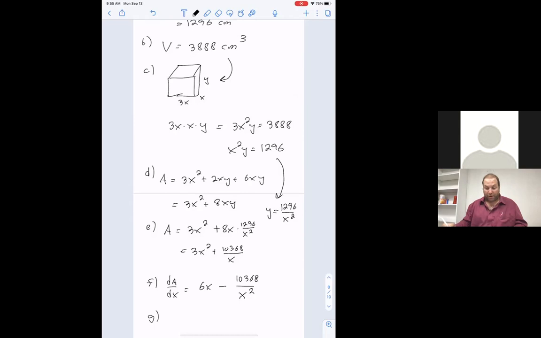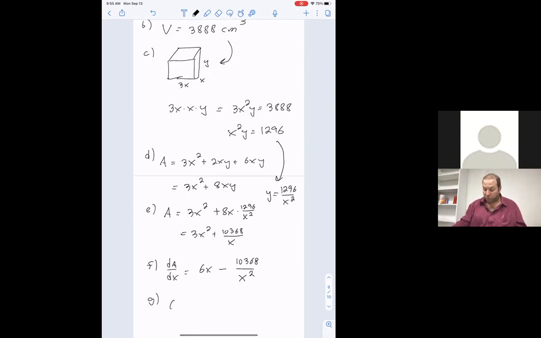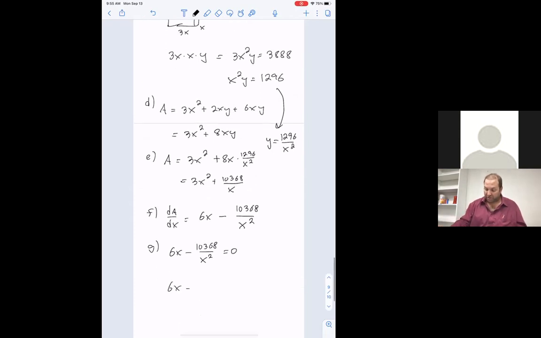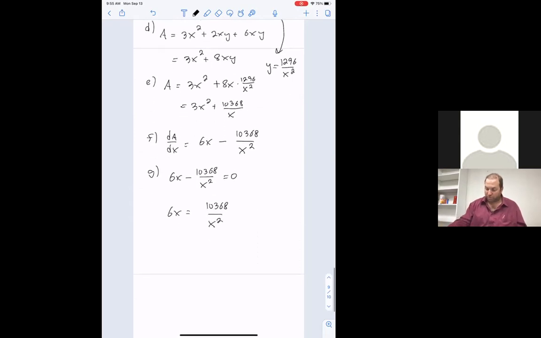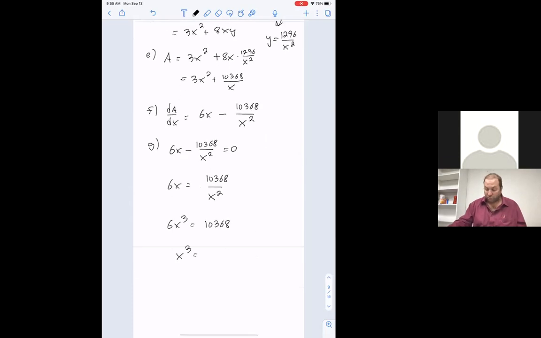G, use your answer to part F to show that the width of the knuckles bag is 12. Well, what do we do with the derivative? We set it equal to 0. So that gives me that 6x equals 10,368 over x squared. If I cross multiply, I get 6x cubed equals 10,368. 10,368 divided by 6 is a nice number. x cubed equals 1728. Well, let's try the cube root of this, and I get x equals 12.